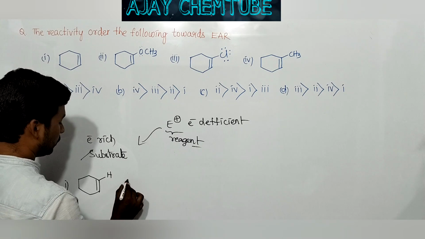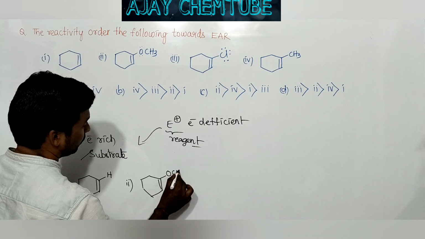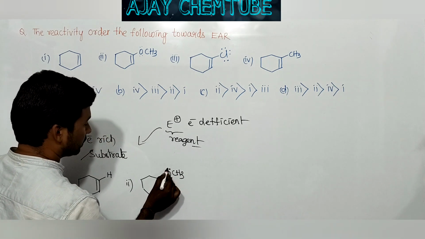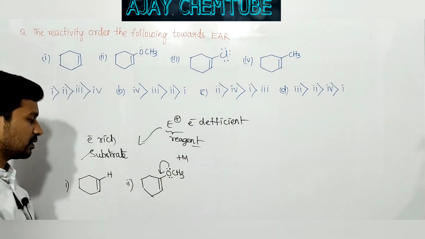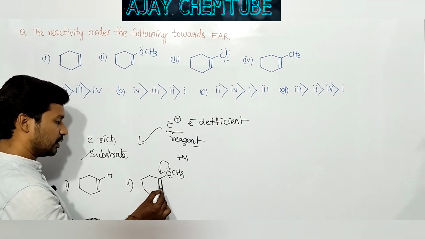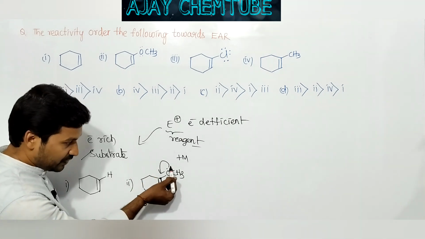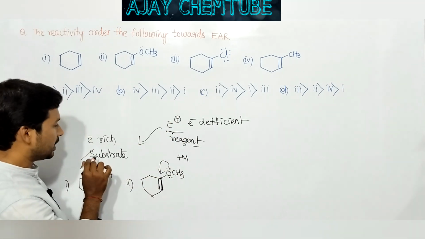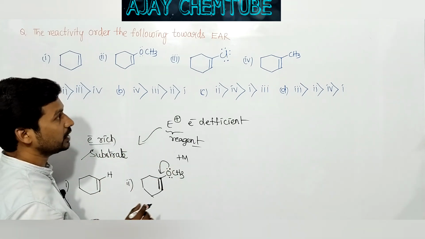A methoxy group is there. What about the methoxy group? The methoxy group is a plus M group, a positive mesomeric group. So it is an electron donating group, then electron density increases, more reactive. It is more at this center, where electrophilic addition takes place. It is donating electrons to that center, which means electron density increases here. The electrophile readily attacks. Electron rich means as electron density increases, electrophilic attack readily takes place.